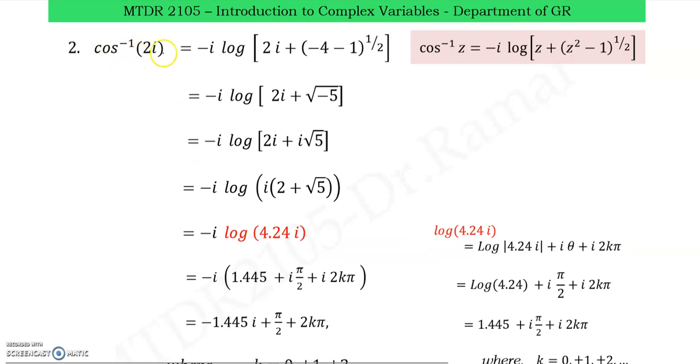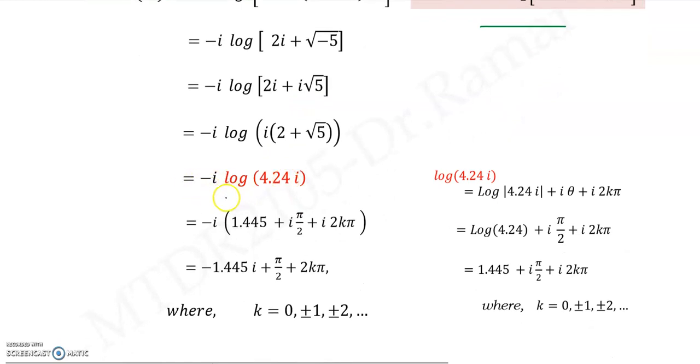Cosine inverse of 2i. Now this is the rule for the cosine inverse of the complex number z. Now z is 2i, so you substitute z equal to 2i here. So now you will get minus I logarithm of 2i plus square root of minus 5, if you substitute here. Now after simplifying all these steps, what you will get? Minus I log 4.24i.